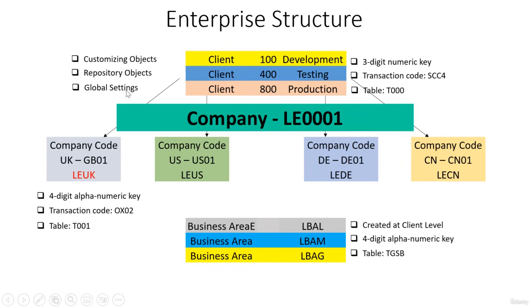So what exactly is the company? It is a 6-digit alphanumeric key. As you can see, the business requirement is to create a company by using the alphanumeric key LE0001, and its transaction code is OX15 to create it on the SAP system.